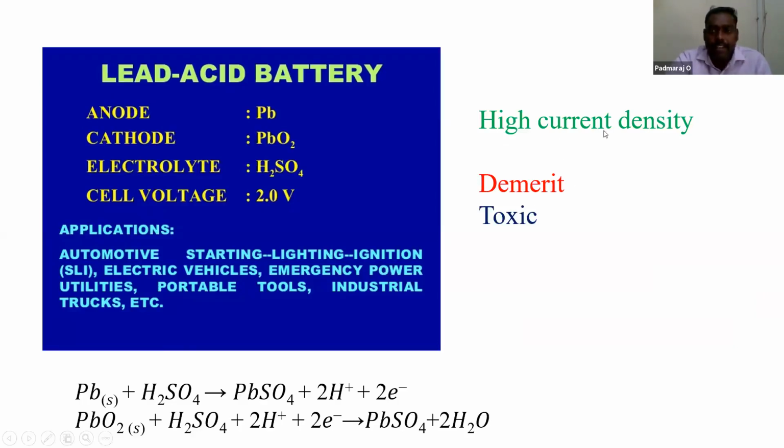That is a merit, high current density. What is a demerit? Toxic. So lead we are using and sulfuric acid we are using as an electrolyte. This is highly toxic. That's why we are looking for new rechargeable batteries.